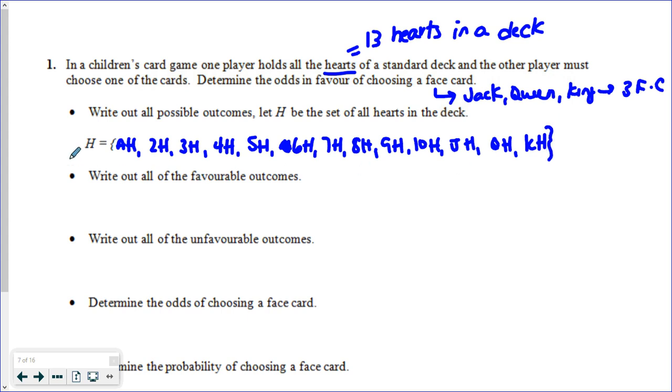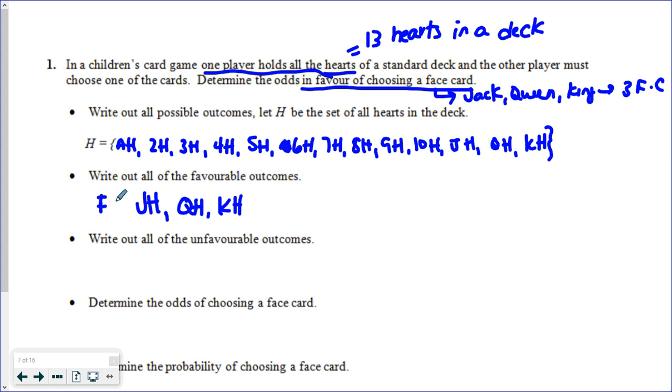So again, H is the set of all hearts in the deck, because again, it's saying one player holds all the hearts of a standard deck. So they've got this hand of 13 cards, it's all the hearts. So write out all of the favorable outcomes. So our favorable outcomes, based on in favor of choosing a face card. So the Jack of Hearts is a favorable outcome, the Queen of Hearts is a favorable outcome, and the King of Hearts is a favorable outcome.